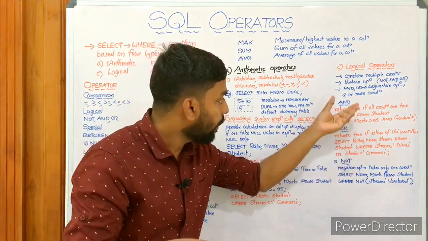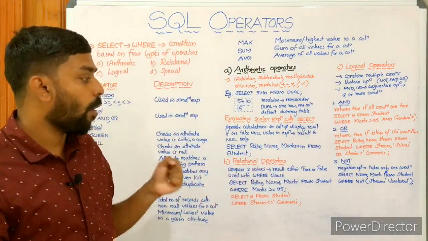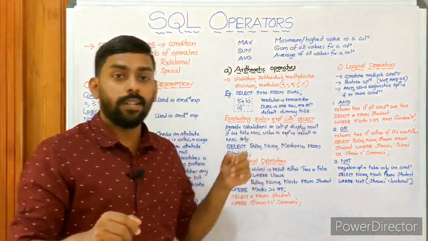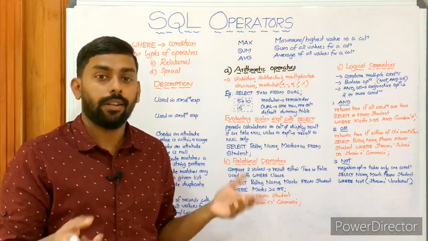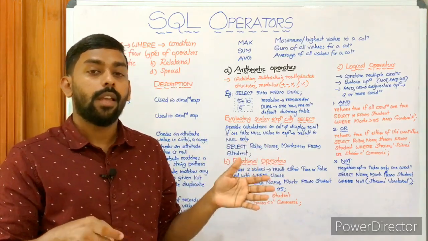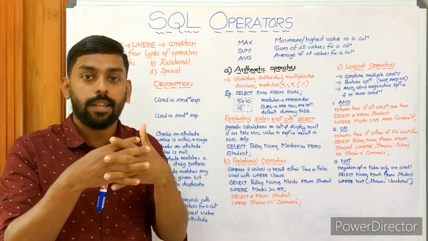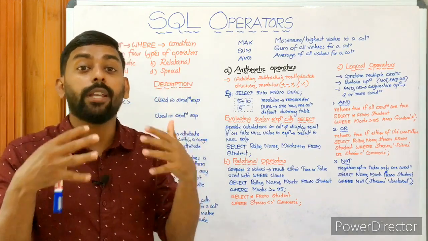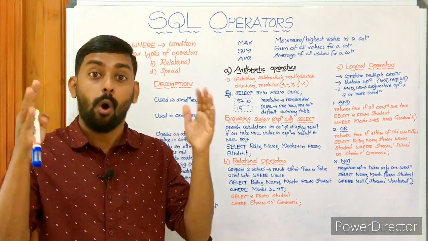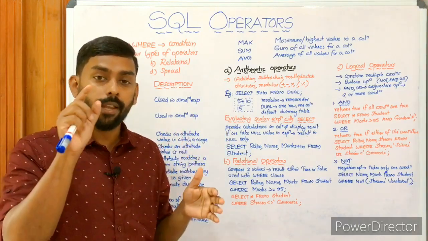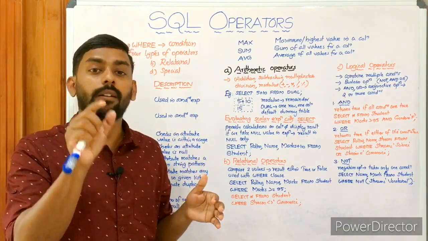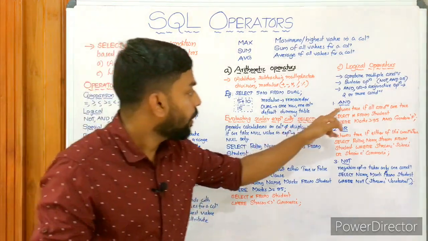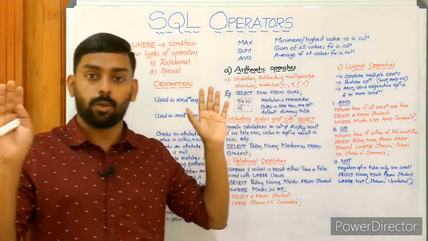Let's look at the operators and, or, and not. First one is and. In English we have already learned what and is. And combines two expressions and evaluates to true only if both the conditions are true, or in other words, and returns true if all the conditions are true. That's it.